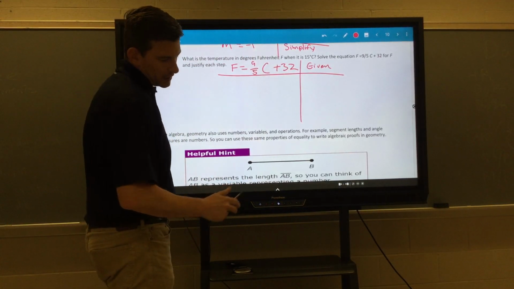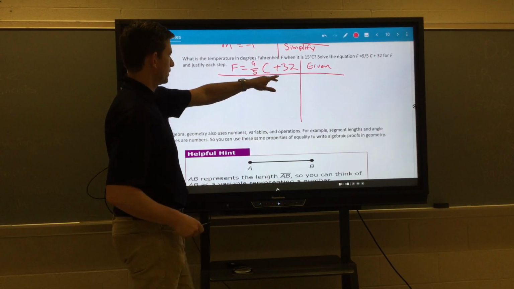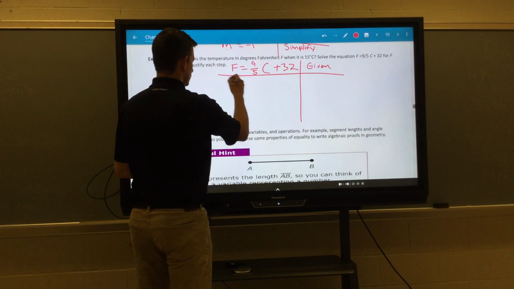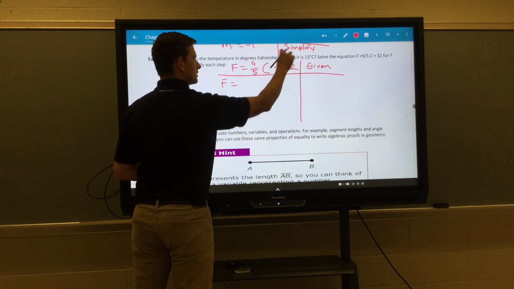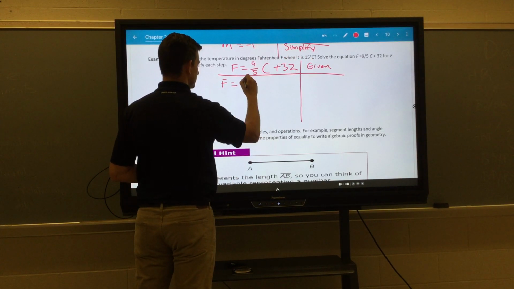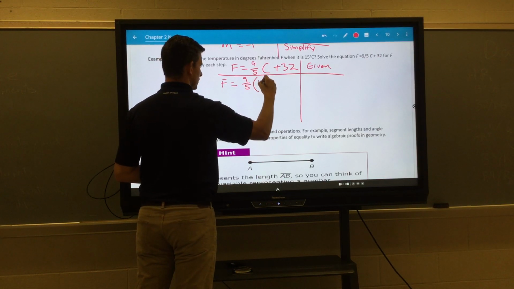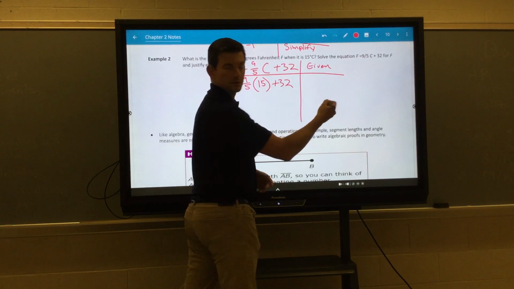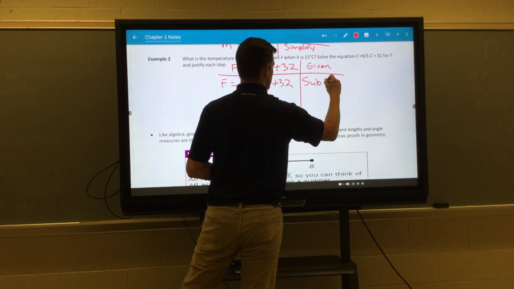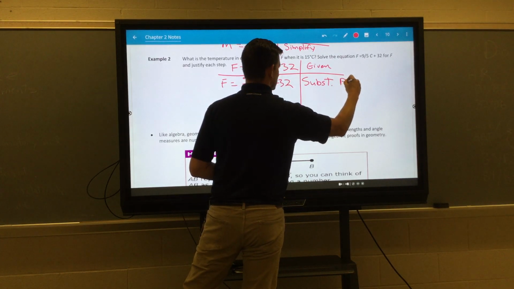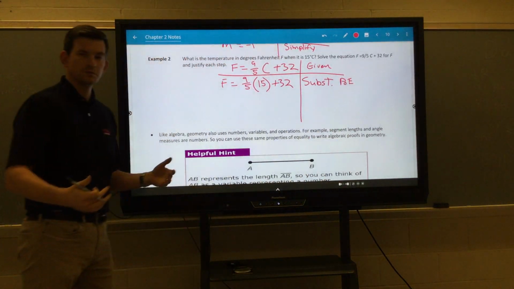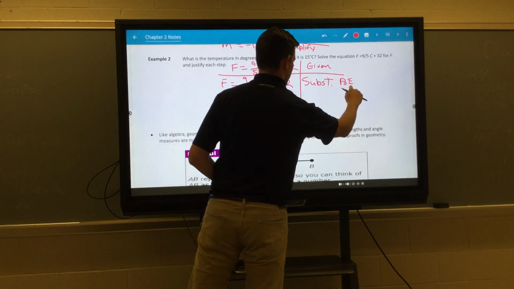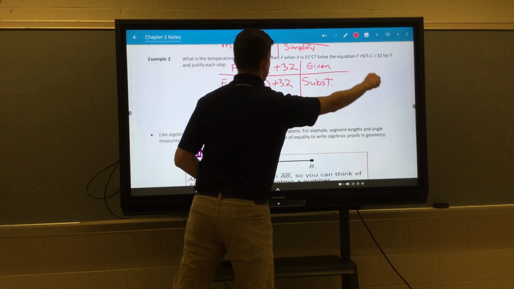Now, our goal in this case is to convert these 15 degrees Celsius into Fahrenheit. So, let's replace that C with 15. We've made a substitution. Substitution property of equality. A lot of times you'll find with substitution we kind of leave off the POE. We'll just put substitution.